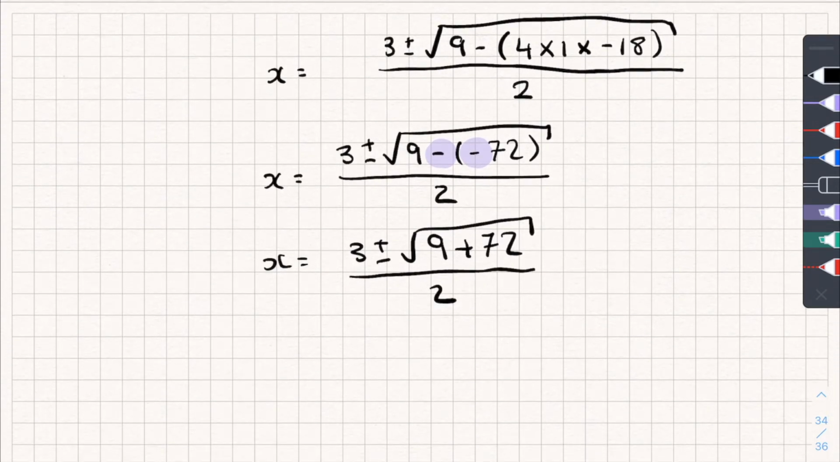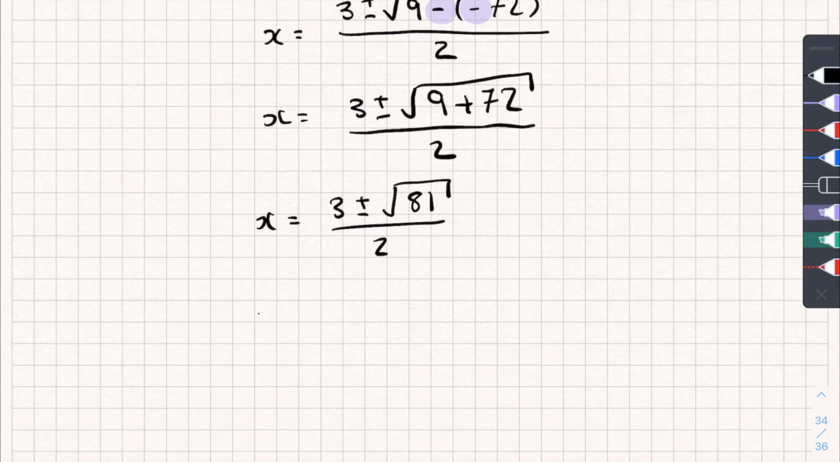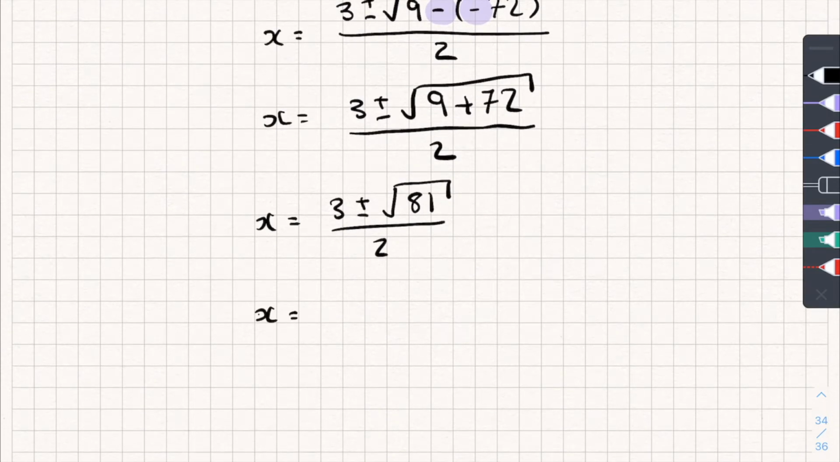So then we can simplify the surd, the square root. So we get 3 plus or minus the square root of, well, 9 plus 72, that's going to equal 81, and that's all divided by 2. And then we're going to get x equals 3 plus or minus, well, the square root of 81 is 9, divided by 2.